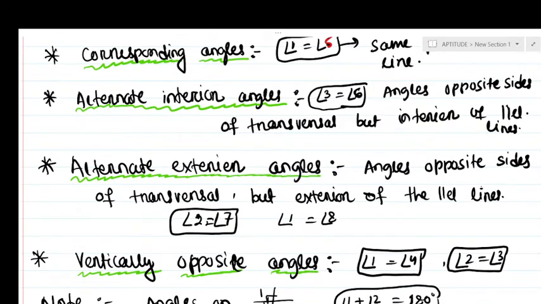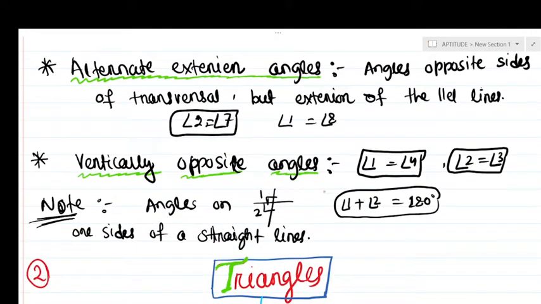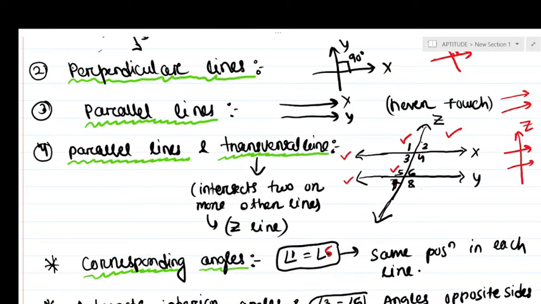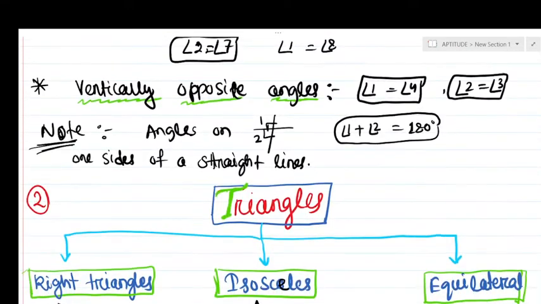The next thing is vertically opposite angles. Vertically opposite angles are 1 and 4, like this, like this. These are the vertically opposite angles. Keep note that if there are two lines like this, this angle and this angle together total 180 degrees. That means one side of a straight line is 180 degrees.